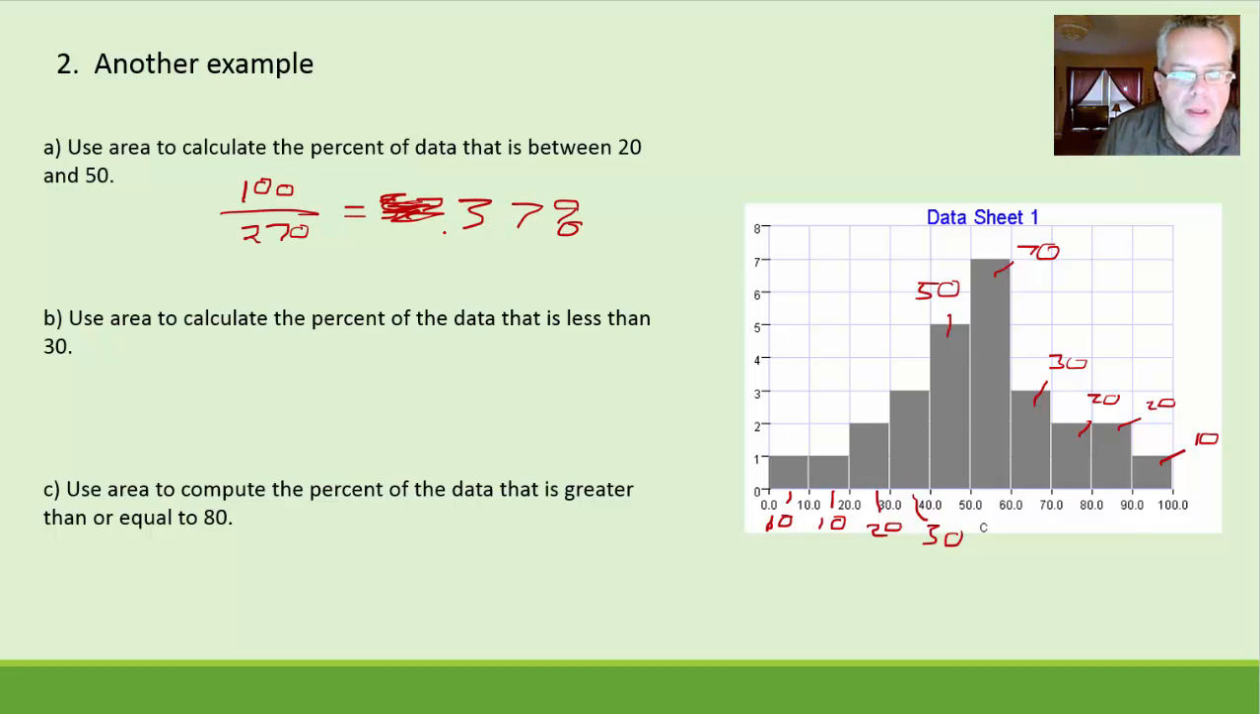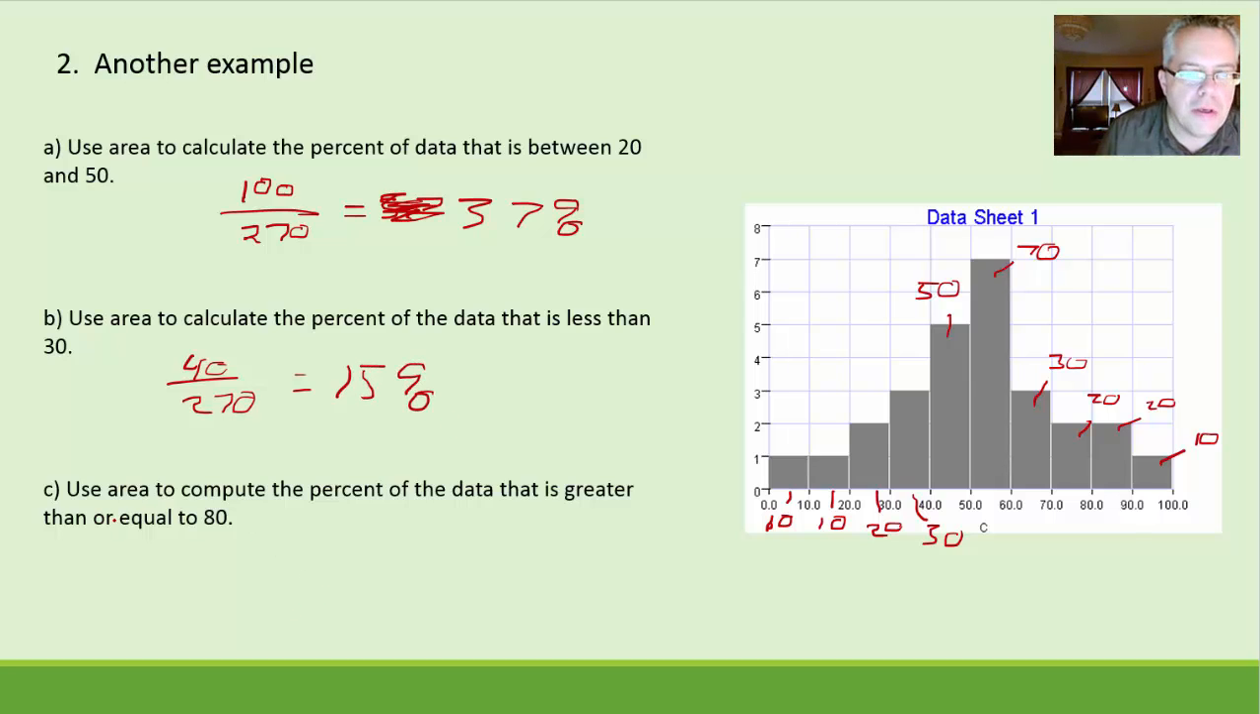50. Okay, use the area to calculate the percent of data that is less than 30. Okay, that's these 3 bars right here. It'd be 10, 10, and 20. That's 40. And the total is 270. So 40 divided by 270 is about 15%.